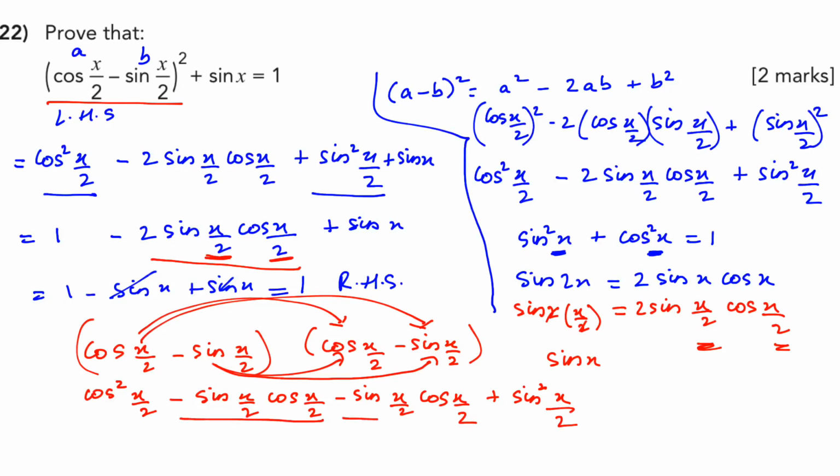So this is the same as this. So we will get cos square x over 2 minus 2 sin x over 2 cos x over 2 and the plus sin square x over 2. So this is what we got when we expanded using the formula, the identity. So knowing the formula is much easier than expanding the brackets like this.